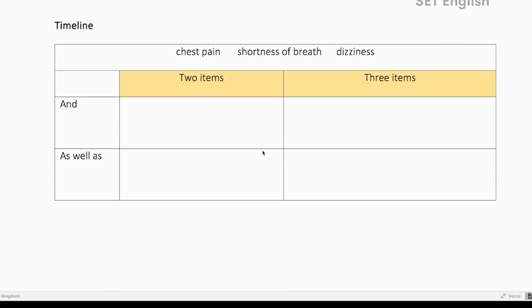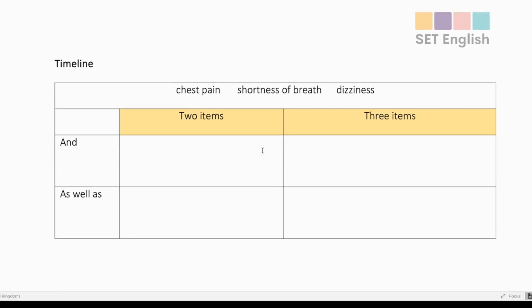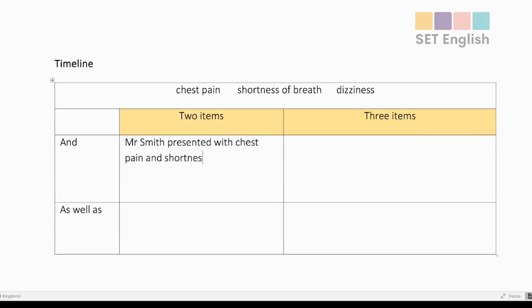Okay, so we've got a timeline here. We're going to pretend that we're doing a timeline. And we're going to say that Mr. Smith presented with these 3 problems. Okay, those are the problems. Well, let's start with 2 and then we'll look at 3. All right, and I'll show you the first problem. Mr. Smith presented with chest pain and shortness of breath. Easy. Okay, we've used and as our addition linker.